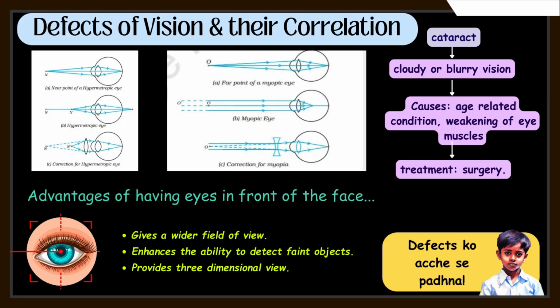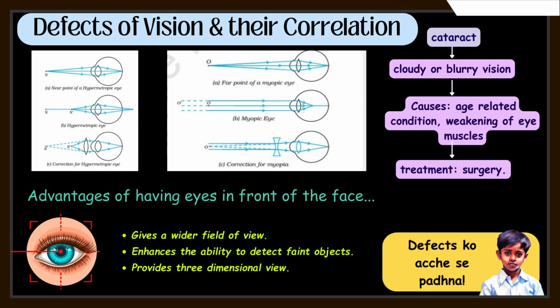Let's now understand how eye defects actually affect vision using diagrams. On the left, you can see illustrations of two common defects, hypermetropia and myopia, and how they are corrected. In a hypermetropic eye, the image of a nearby object forms behind the retina. This happens because the eyeball is too short or the lens is too flat. We correct this using a convex lens, which converges the light rays and brings the image forward onto the retina.